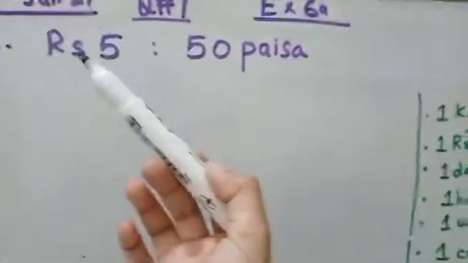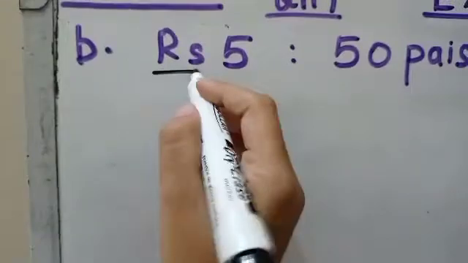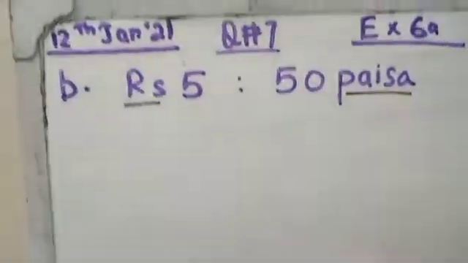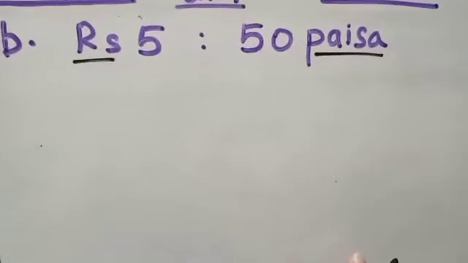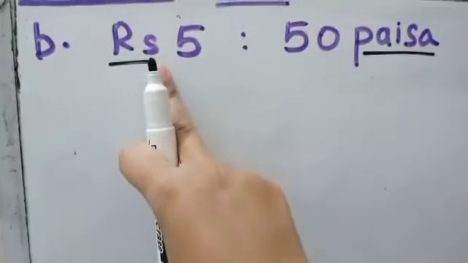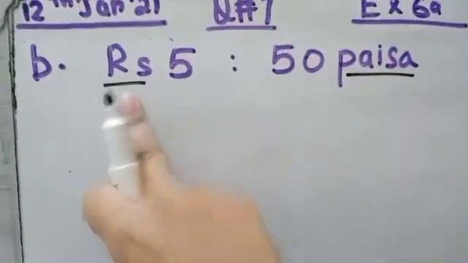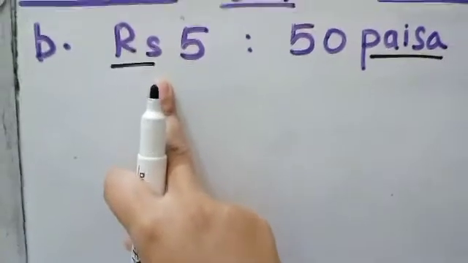Okay, now look at B part. Rupees 5 is to 50 paisa. Again, you can see one is given in rupees and the other in paisa. It means I have to make the units similar again. I told you that we always make the unit similar by changing the bigger unit into a smaller one. So here paisa is smaller and rupees is bigger. So definitely I will change this rupees also into paisa.